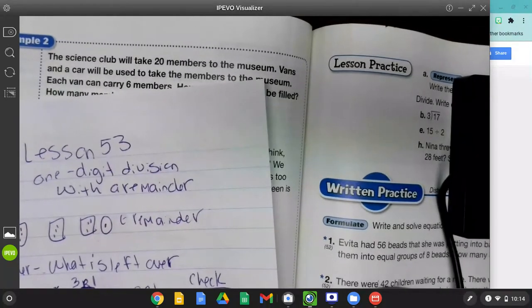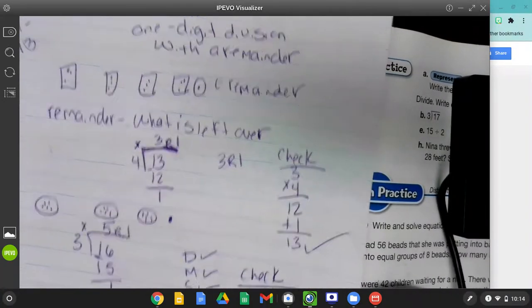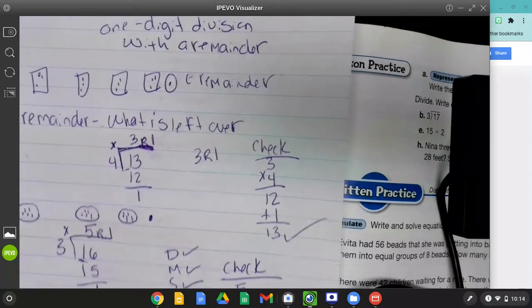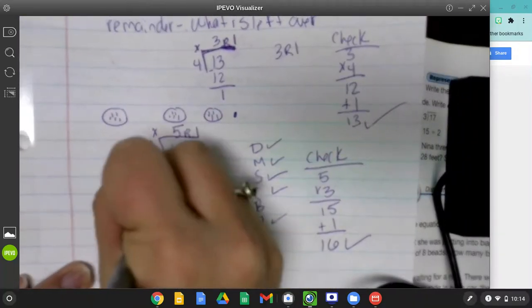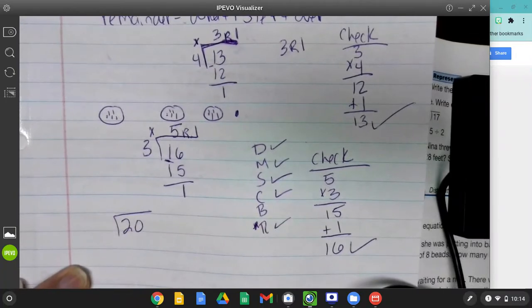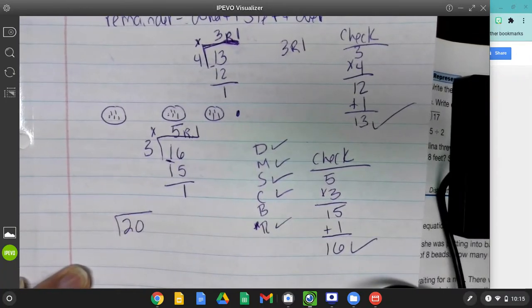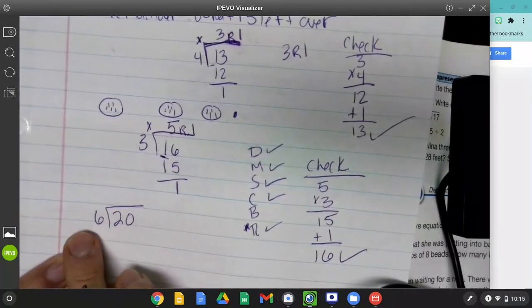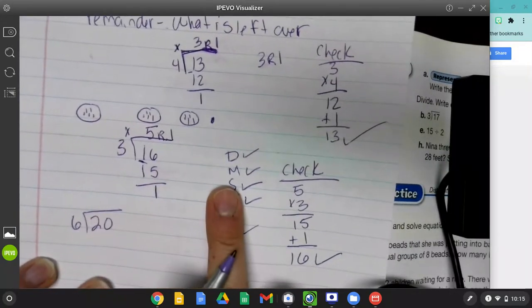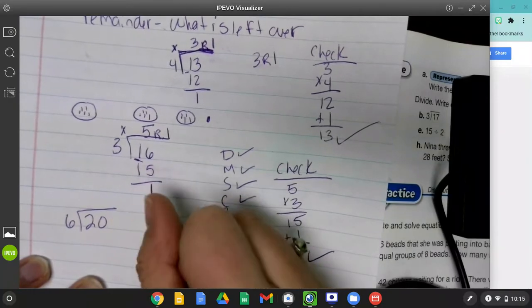I lost my pen. There it is. Okay, so we know there are 20 members total. All right. And we know that 6 people can go in each van. So now we're going to divide 20 by 6. So I have my list here. I'm going to rewrite it.